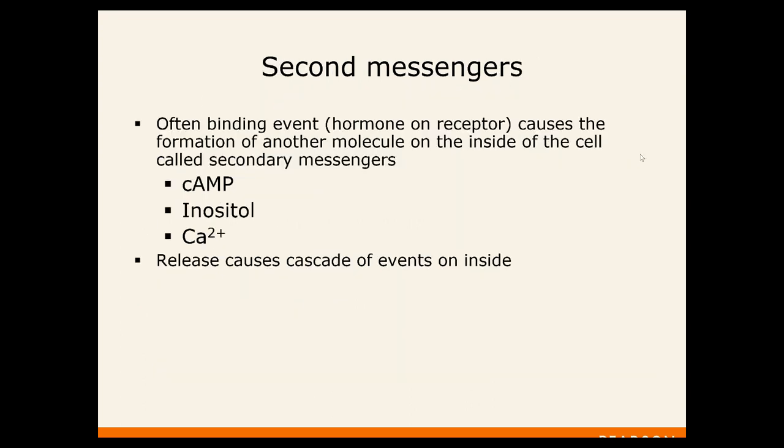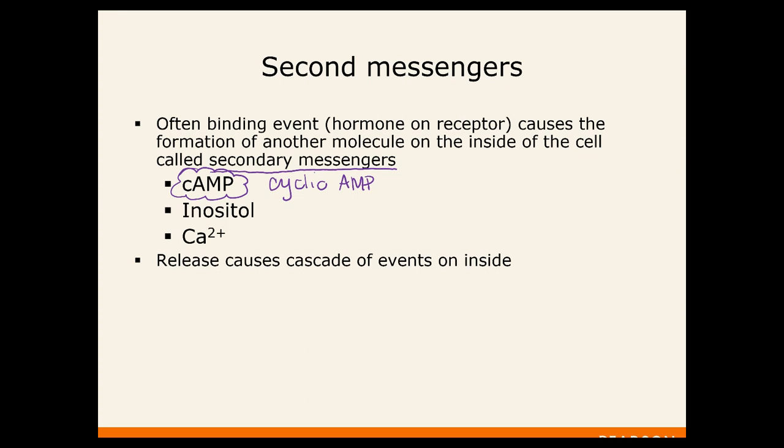What will be important to understand is that the binding of a hormone on a receptor will cause the formation of other molecules inside the cell that are called secondary messengers. For our example, the secondary messenger that I'm going to focus on is called cyclic AMP. These other two, inositol and calcium, are other secondary messengers, but I will not be focused on them.